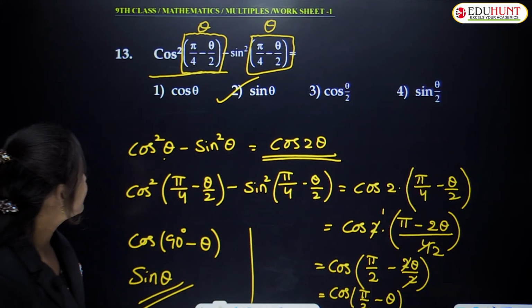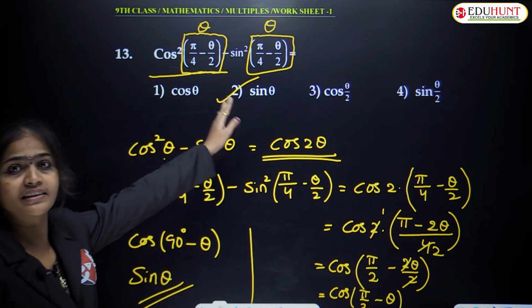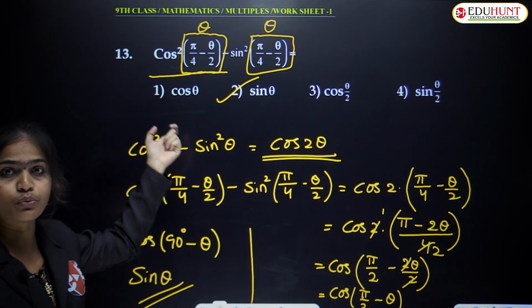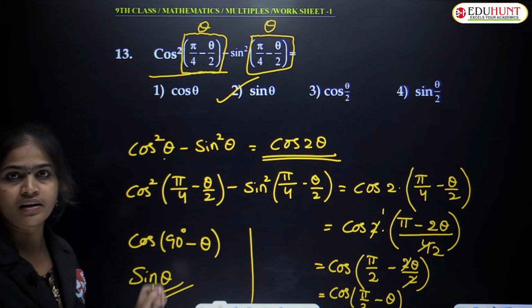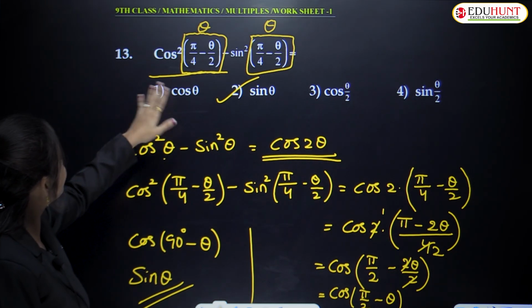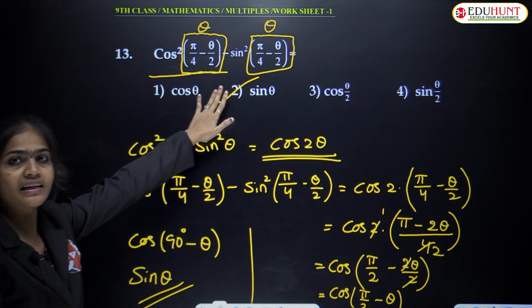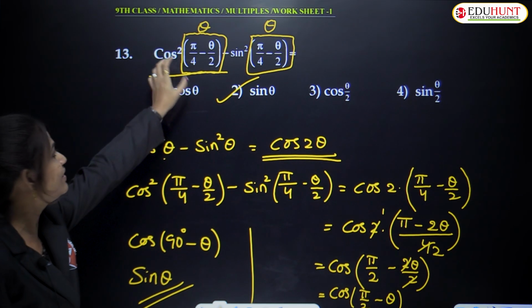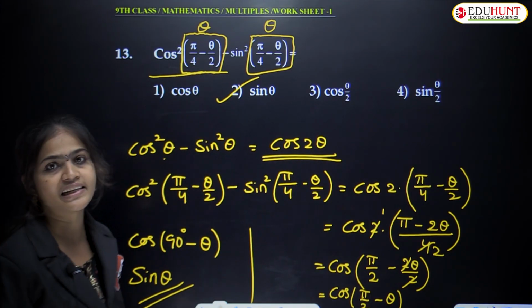So children, by seeing that question, first see what they given in that question. First we have to understand that what they given, what they are asking, what we need to find out. Okay. So that's why first see that question here, directly formula only they given, but at the place of theta they given that pi by 4 minus theta by 2.